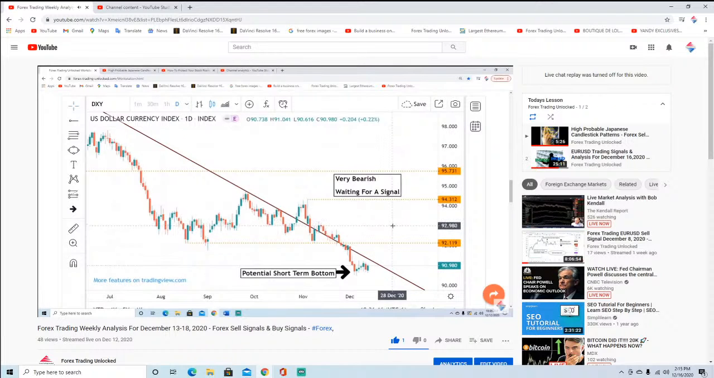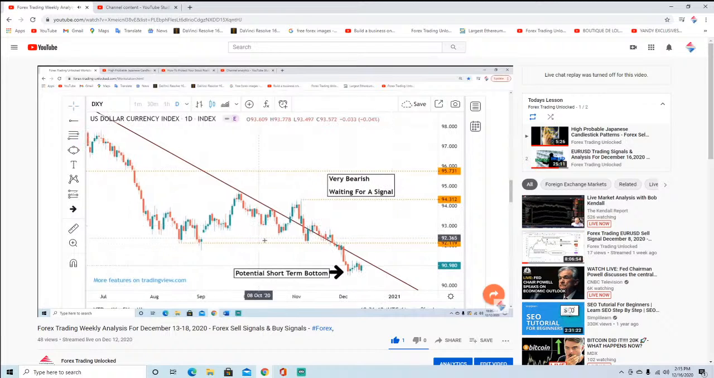Now, right now, it's very bearish. This trend, lower move lows, and lower move highs is indicative of what? A downward trending market. So right now, we are waiting for a signal. We're very bearish, but we are waiting for a signal because right now the dollar just seems to be overdone. And we're starting to see some divergence in currencies, and we'll go over that in just a moment. So a potential short-term bottom forming here.